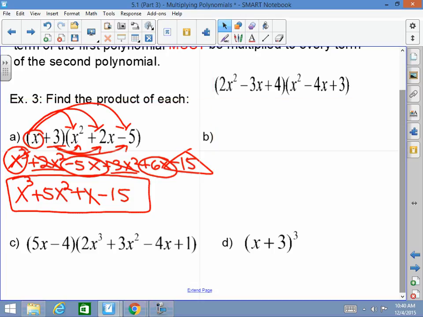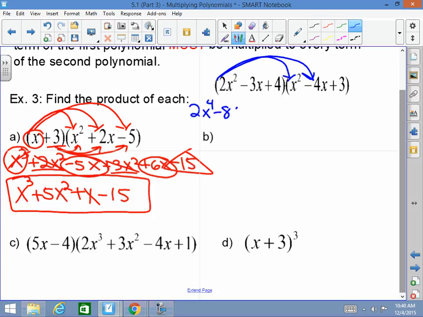In fact, I'm going to bring this guy up because it's going to be a little bit longer. Okay. So I've got 2x squared times x squared, which is 2x to the 4th. 2x squared times negative 4x, which is negative 8x cubed. 2x squared times 3, which is 6x squared. Very good. Negative 3x times x squared is negative 3x cubed. Negative 3x times negative 4 is 12x squared. Good job.